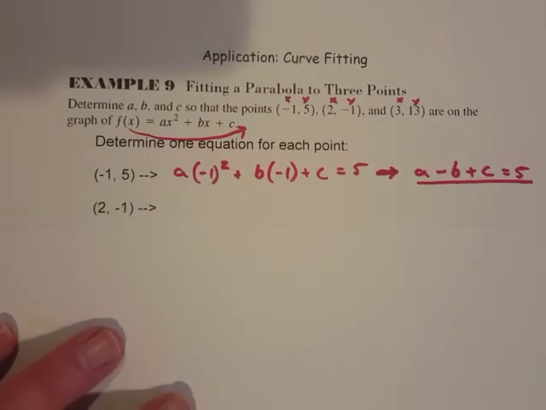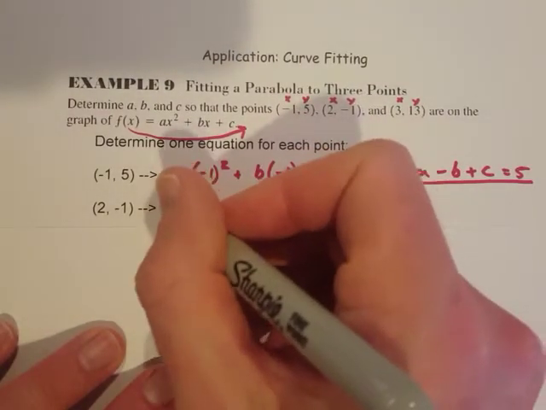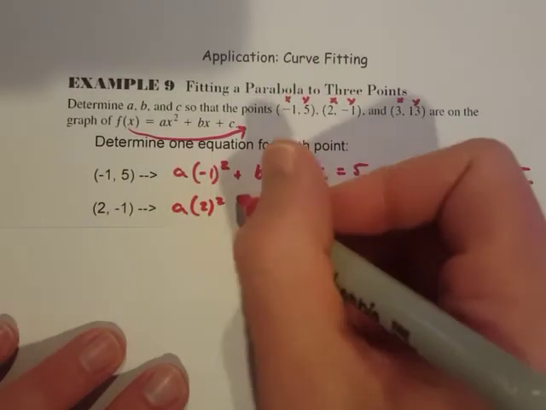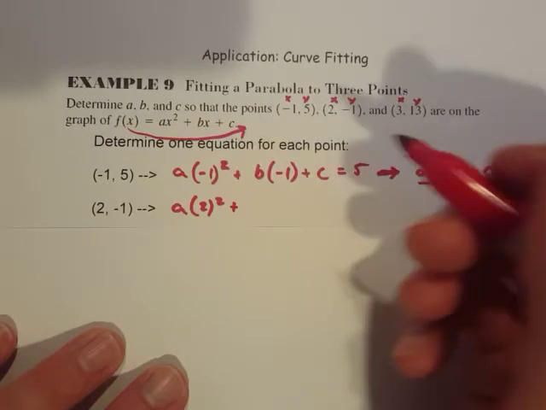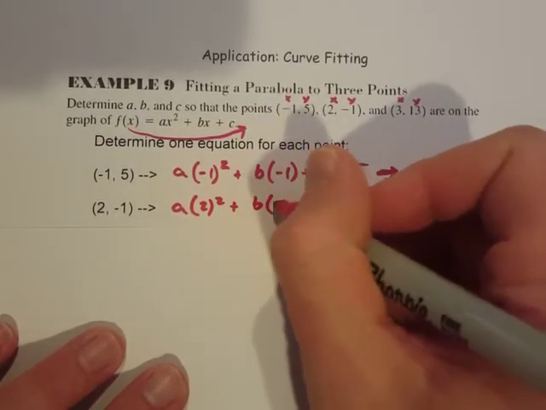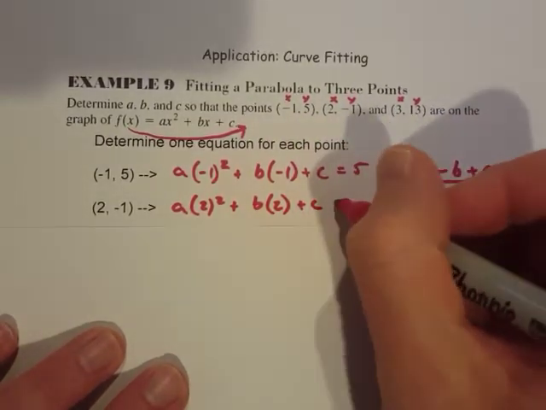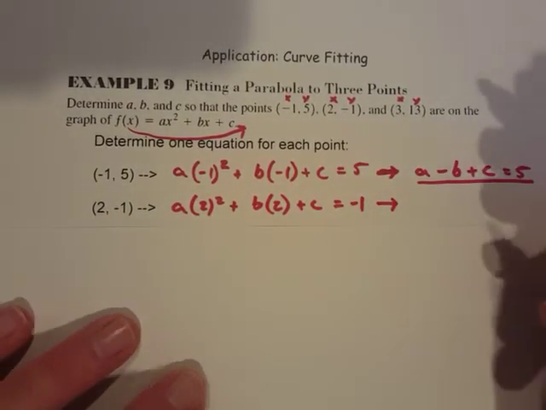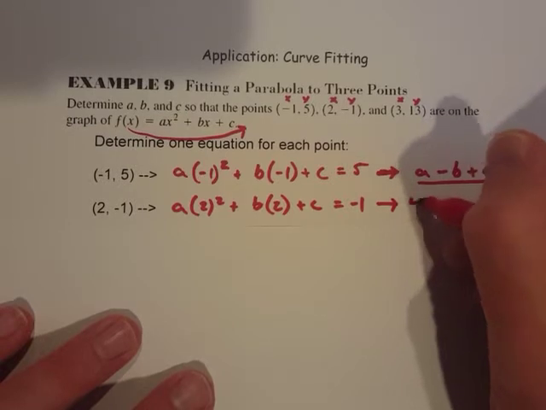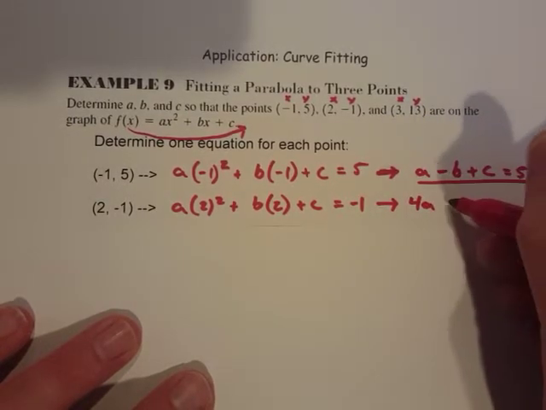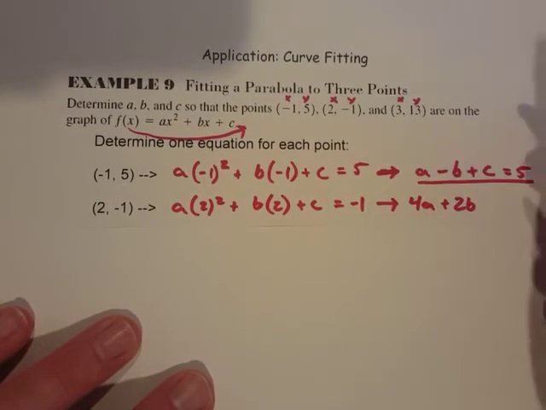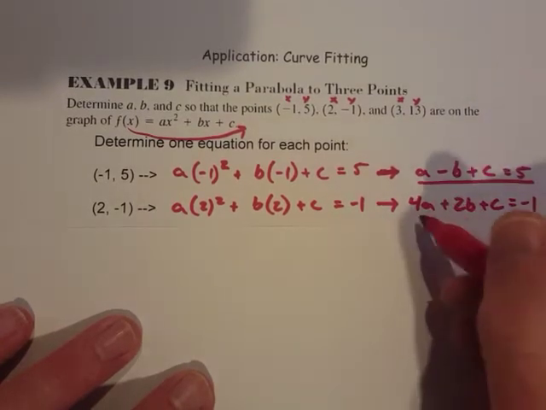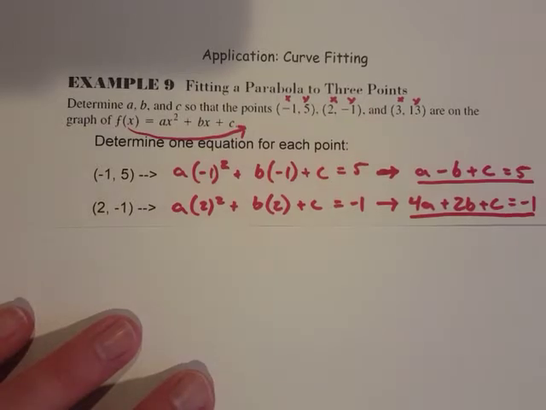We do the same thing for the others. A times x squared, so that's 2 squared in this case, plus b times 2 plus c equals y, which is negative 1. We simplify that and it looks like we have 4a plus 2b plus c equals negative 1. So there's equation number 2.